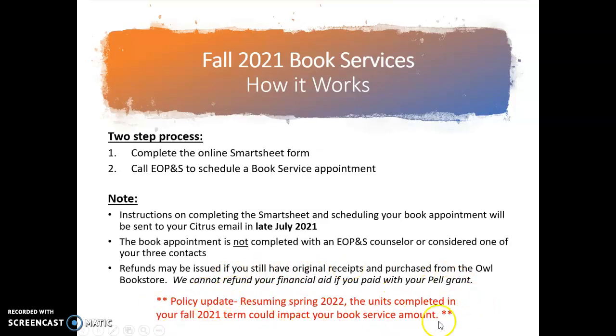Keep in mind that we do want you to be in 12 units for the fall, unless you're in DSPS. If you dip below 12 units for fall, it will affect your spring 22 book services. If you need clarity on any of this, let us know. We will help you with it.